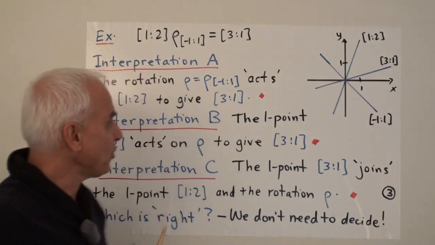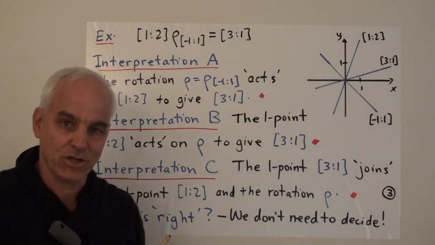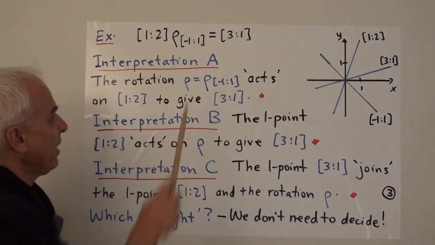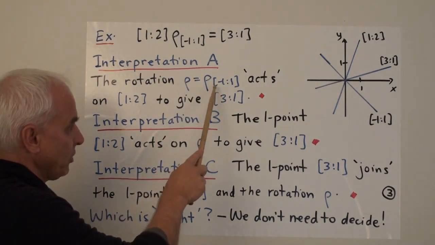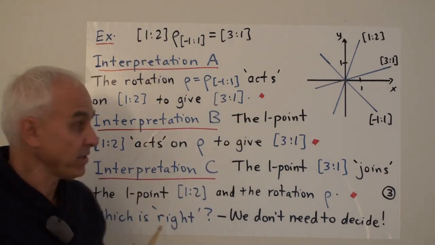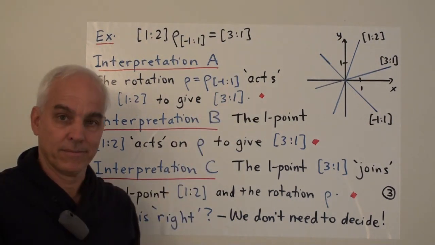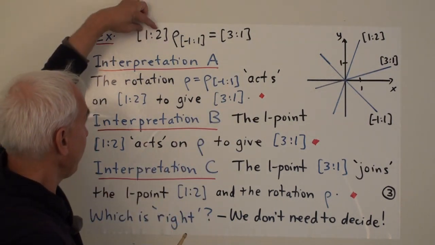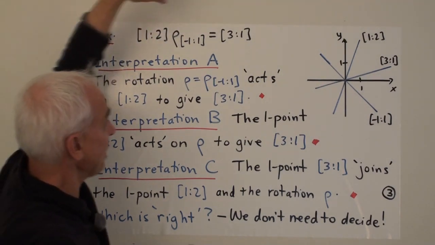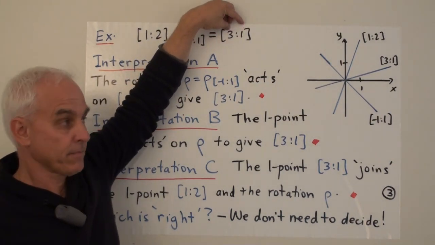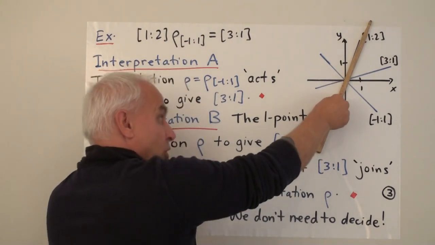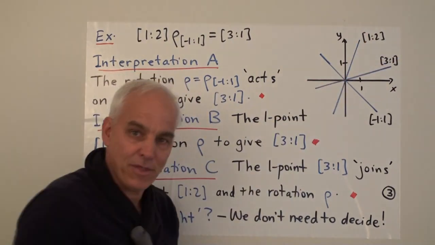All right, so here is one possible interpretation. Let's call it interpretation A. This formula means that the rotation rho, which is rho -1 to 1, acts on this 1 point to give this 1 point. It's telling us that we are starting with this, we're acting on this point with this rotation, and the result of that action is 3, 1. Geometrically, we're starting with this line, we're performing the rotation, and we get that line there.